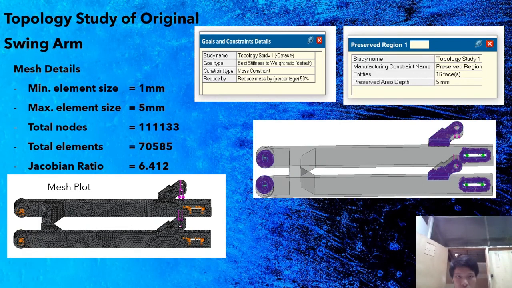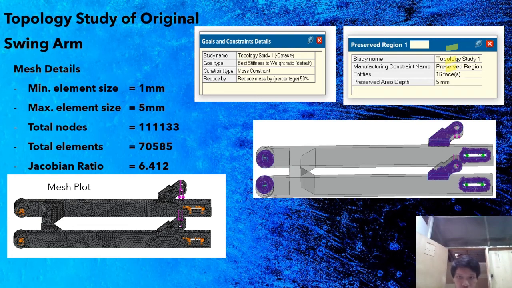For the topology study of the original swing arm, this is what the mesh plot looks like. The minimum element size is 1 mm, maximum element size is 5 mm, total nodes is 111k, total elements is 70k, and the Jacobian ratio is 6.412. So for the goal and constraint we set in the topology study, the goal type is best stiffness to weight ratio. The constraint type is the mass constraint, where we need to reduce the mass by 50%. We set it in the SolidWorks topology simulation.